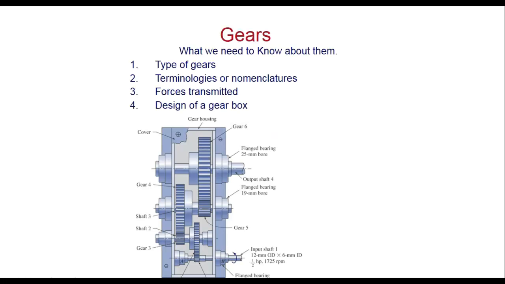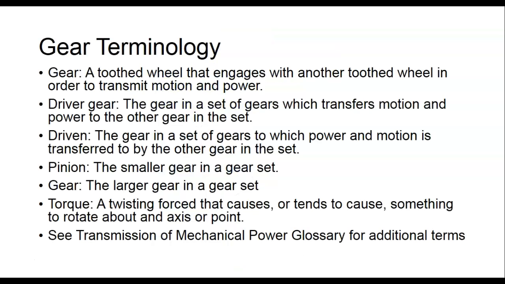And so we'll start off by looking at gears. We'll look at the types of gears, terminology and nomenclature, force transmitted, and the design of what we call a gearbox. So we'll start off with looking at some terminology. A gear is a toothed wheel that engages with another toothed wheel in order to transmit motion and power.